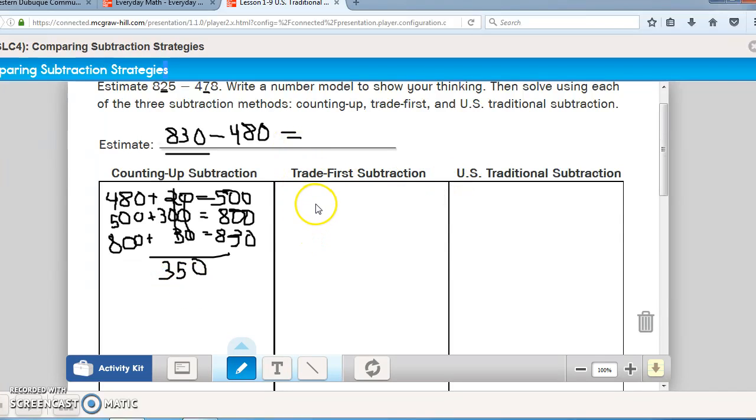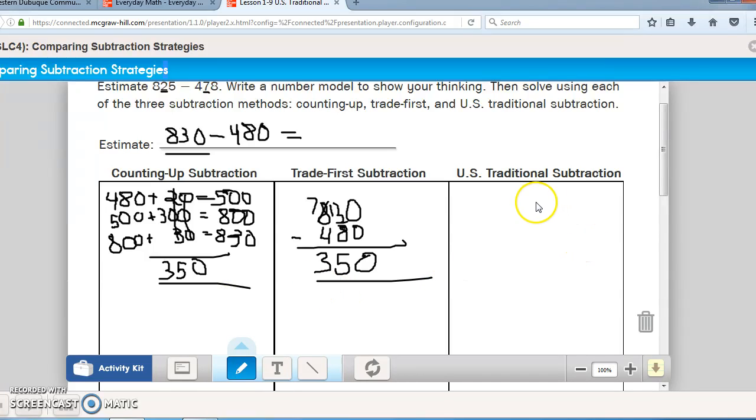Let's go to trade first subtraction. Okay, I have 830 to 480. Sorry, my handwriting's not any better. Well, I already know by looking at this that I don't have to trade because 0 minus 0 is 0. But I do have to trade here. 8 take away 1 is 7. And now I'm ready to subtract. I put the 1 I took away from that in front of the 3. 0 minus 0 is 0. 13 minus 8 is 5. And 7 minus 4 is 3. Look at my answers. Are almost exactly the same. And actually they are exactly the same.